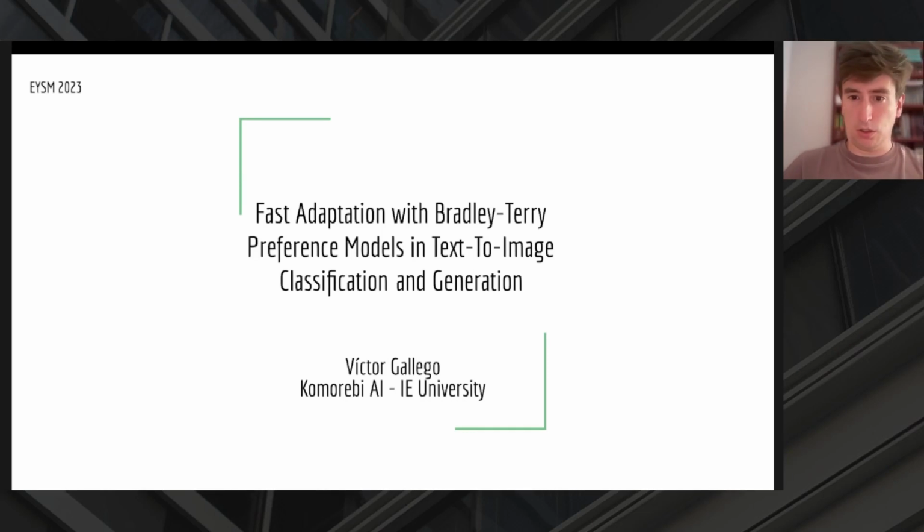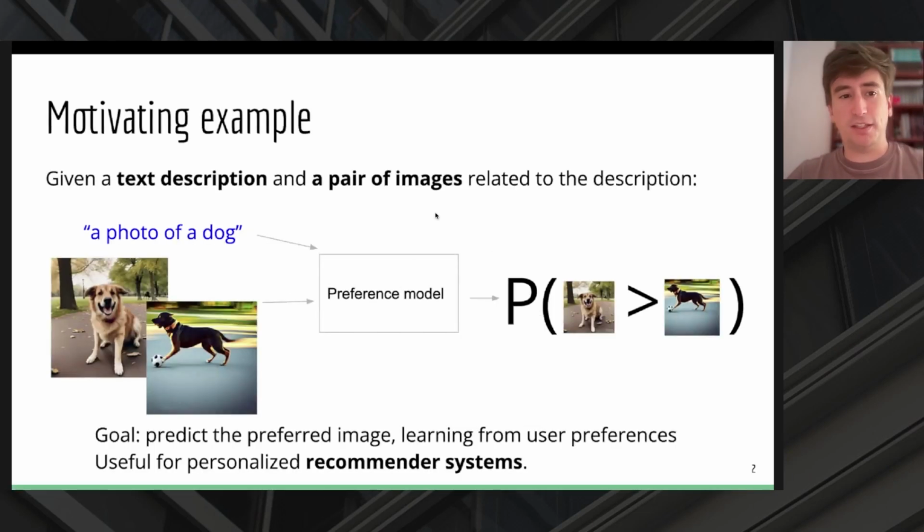So let's start with a motivating, illustrative example. Imagine you have some kind of text description of a scene. I suppose you are familiar with this because of stable diffusion models. So for example, a photo of a dog. And also you have a pair of images. These could be real images or synthetic images, which are related to this prompt.